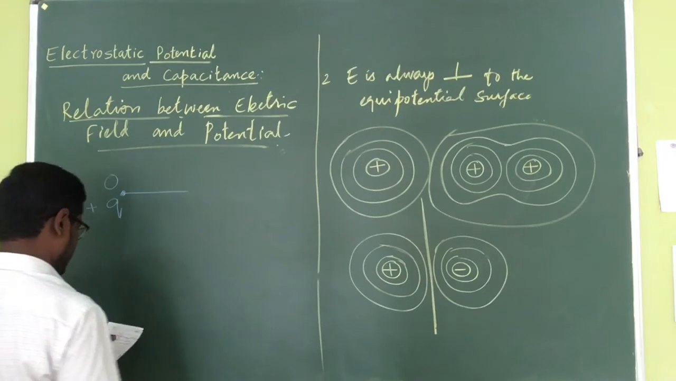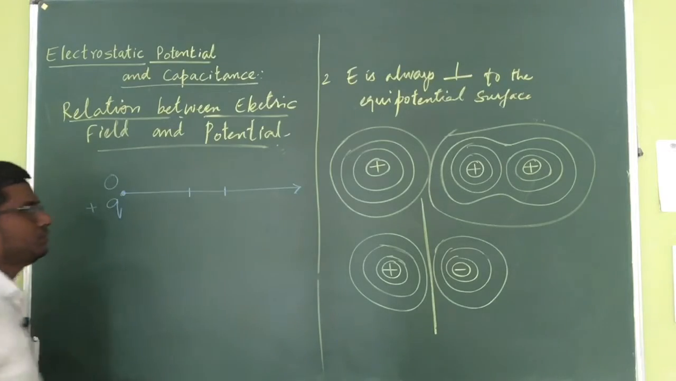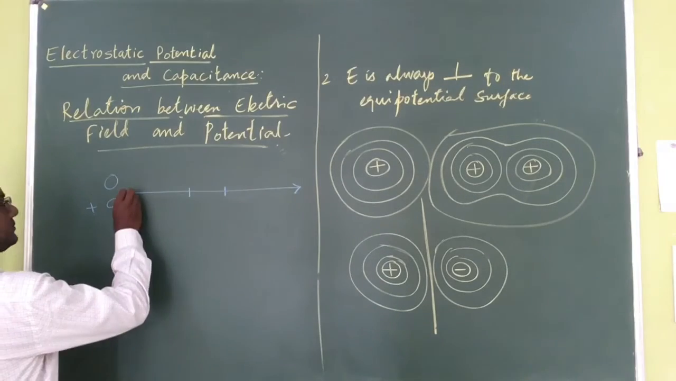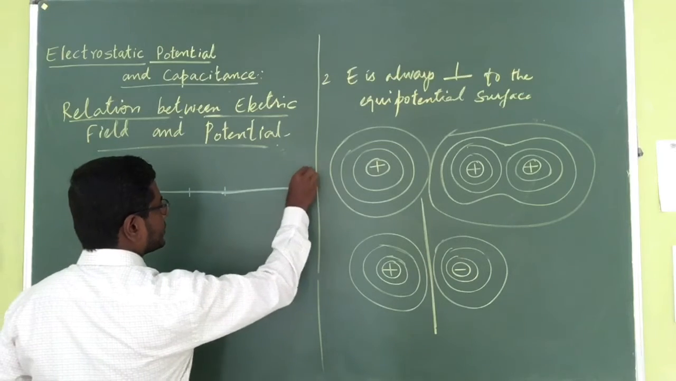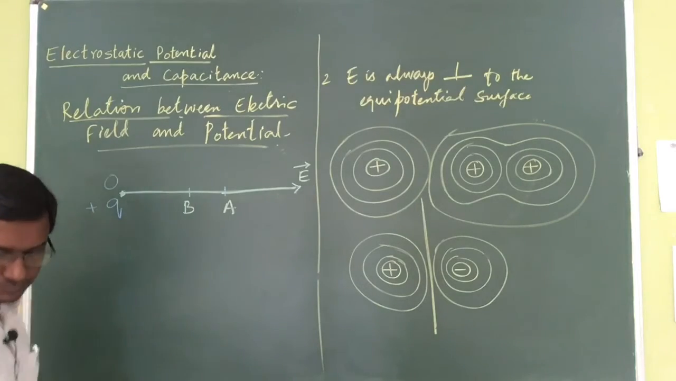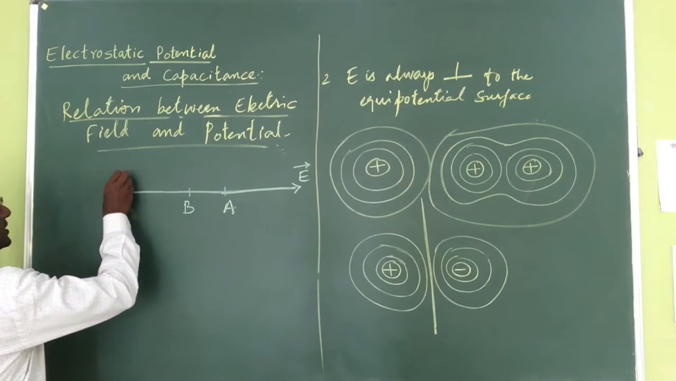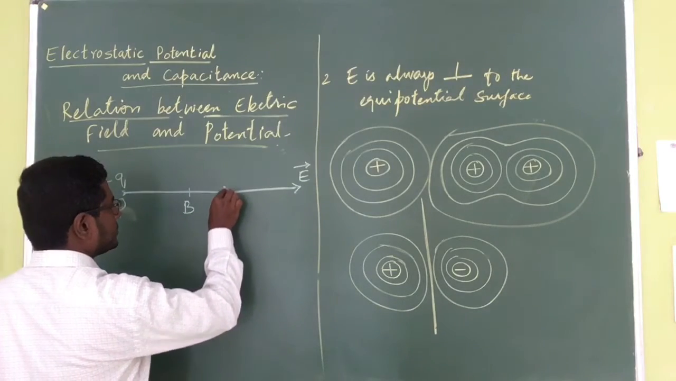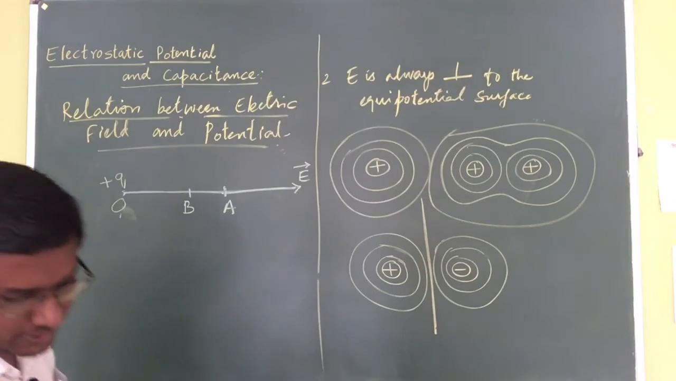Then at some distance from the origin, we have got 2 points, and we are going to have an electric field. This is the direction of electric field, and this is point A, this is point B. This is the origin, and this is the positive charge plus Q placed at the origin. And by the logic, we are going to have some potential at point A and some potential at point B.